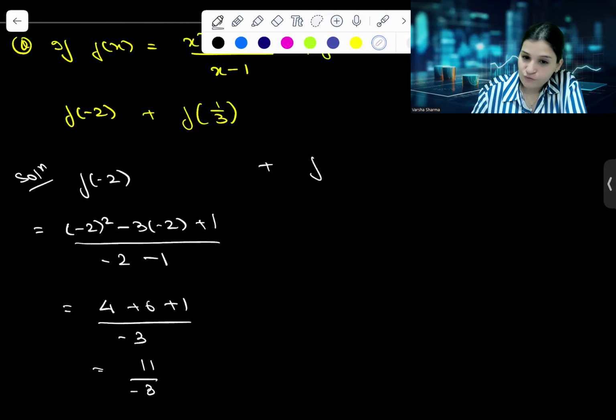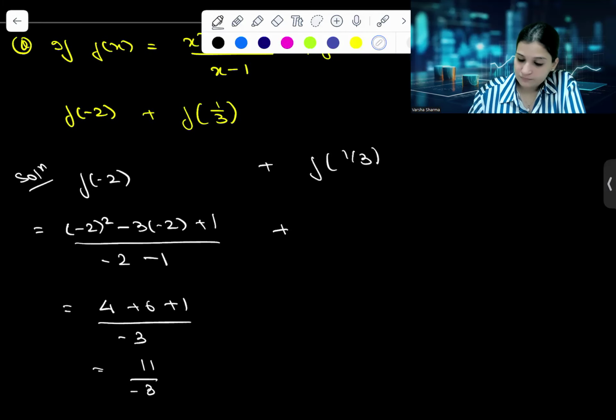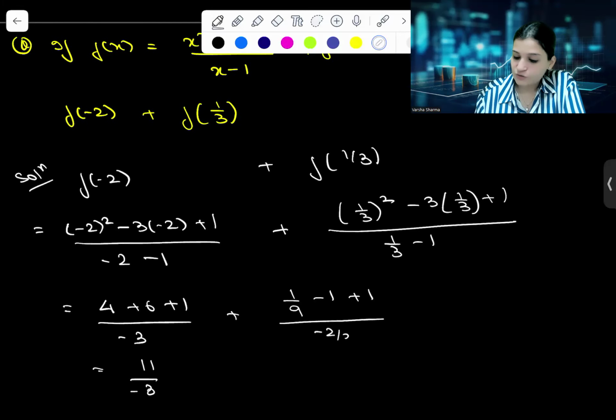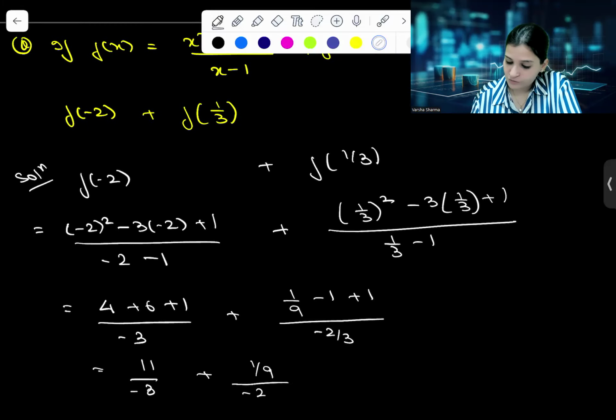Plus f of 1 by 3. Instead of x, put 1 by 3. 1 by 9 minus 1 plus 1, over 1 by 3 minus 1. This is minus 2 by 3. So 1 by 9 over minus 2 by 3.